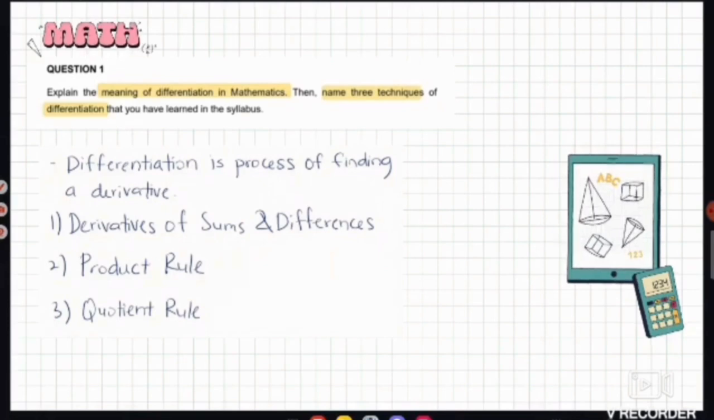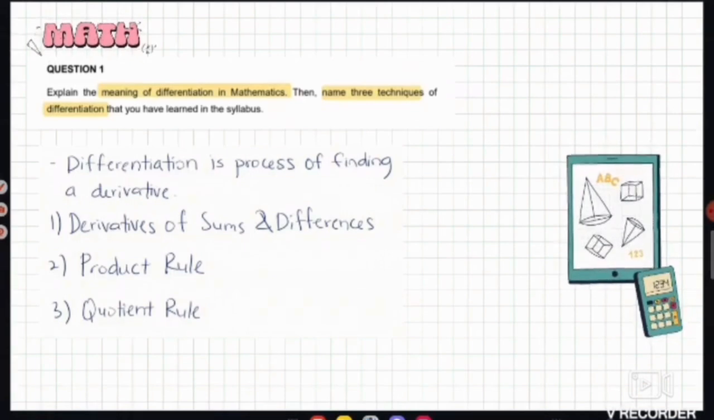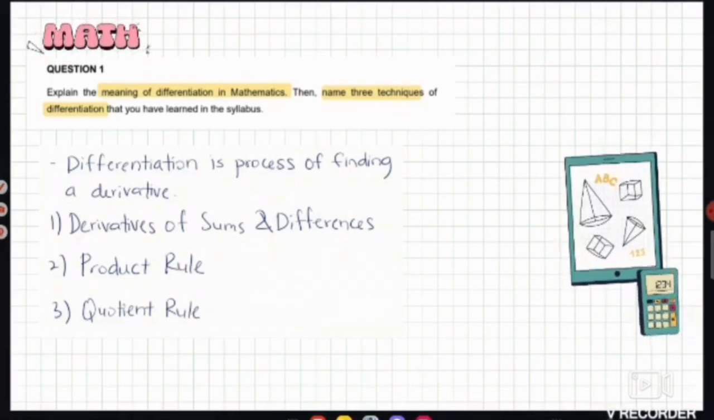For question 1, explain the meaning of differentiation in mathematics, then name 3 techniques of differentiation that you have learned in syllabus. So the meaning of differentiation is a process of finding a derivative. What is derivative? Derivative represents the rate of change or gradient of a curve at a certain point. For the techniques, we have 3, which are derivative of sums and differences, product rule, and quotient rule.